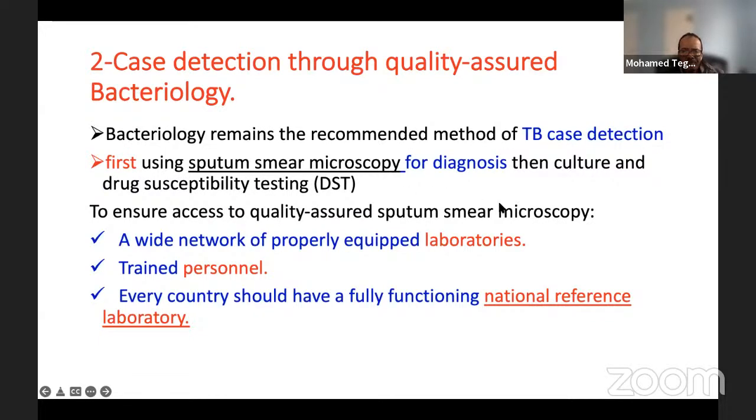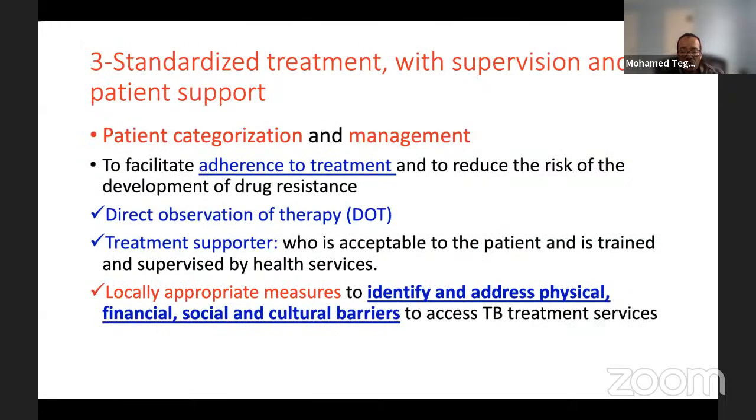Definitely that requires a wide network of properly equipped laboratories, and definitely well-trained personnel. And then every country should have a fully functioning national reference laboratory for quality assurance, as well as for training.